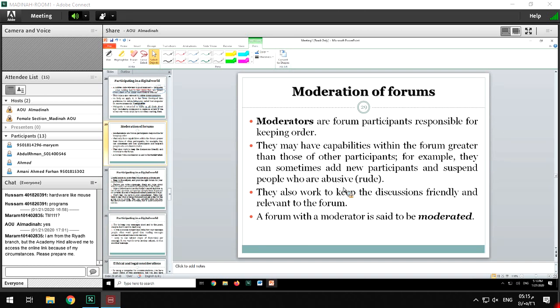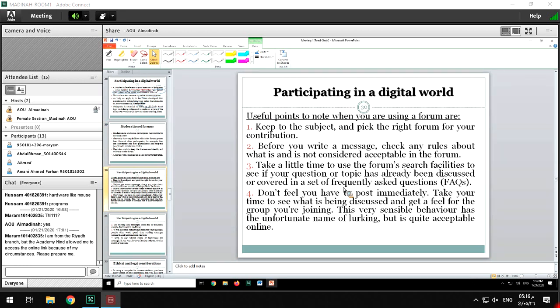These moderators participate in the forums and they make sure that the discussion will go friendly and relevant to the forum, onto the topic for which the forum is created. Useful points to note whenever you are using a forum: for example, if you are using any forum for any discussion or information, some points to be noted. Some of those points are to keep to the subject and pick the right forum for your contribution, whatever the forum topic is.